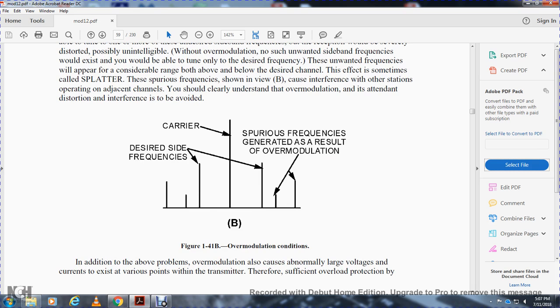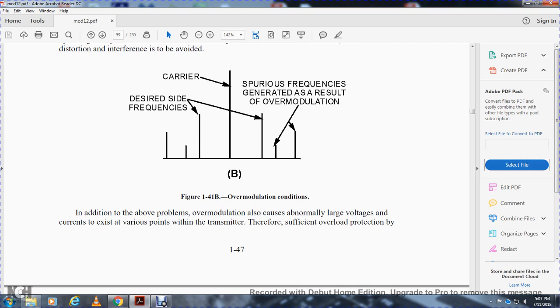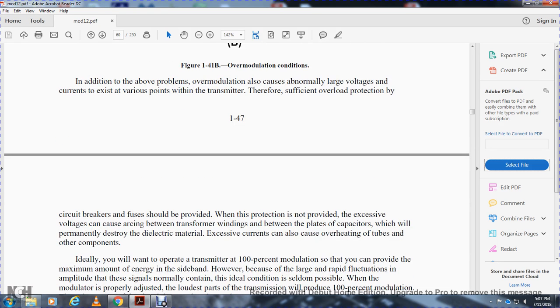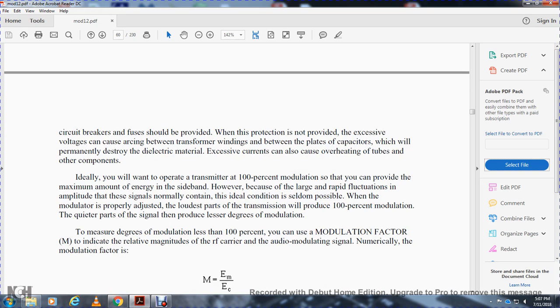Figure 141 shows the overmodulation condition. The desired side frequencies and the carrier are shown, and next to the sidebands are spurious frequencies generated as a result of the overmodulation. In addition to the above problem, overmodulation also causes abnormally large voltages and currents at various points within the transmitter, therefore sufficient overload protection, circuit breakers and fuses should be provided. Without the protection, excessive voltage can cause arcing between transformer windings and between plates of capacitors, which will permanently destroy the dielectric material. Excessive currents can also cause overheating of the tubes and other components. Ideally, you want to operate the transmitter at 100% modulation so that it can provide the maximum amount of energy in the sidebands.